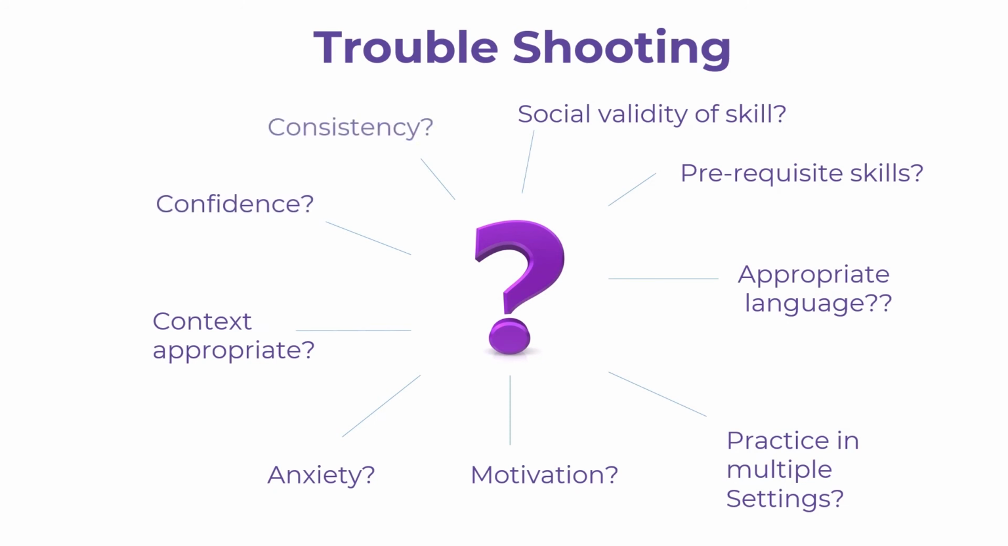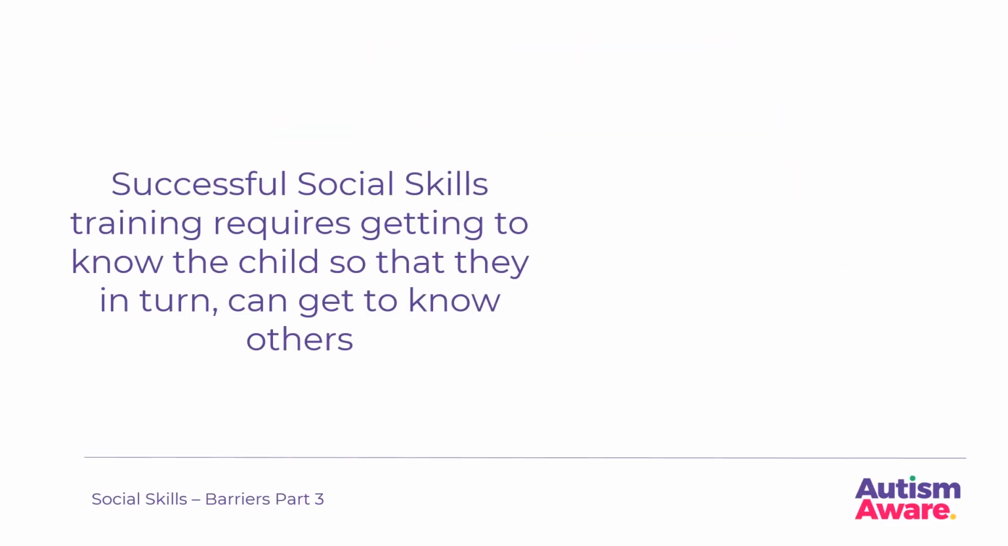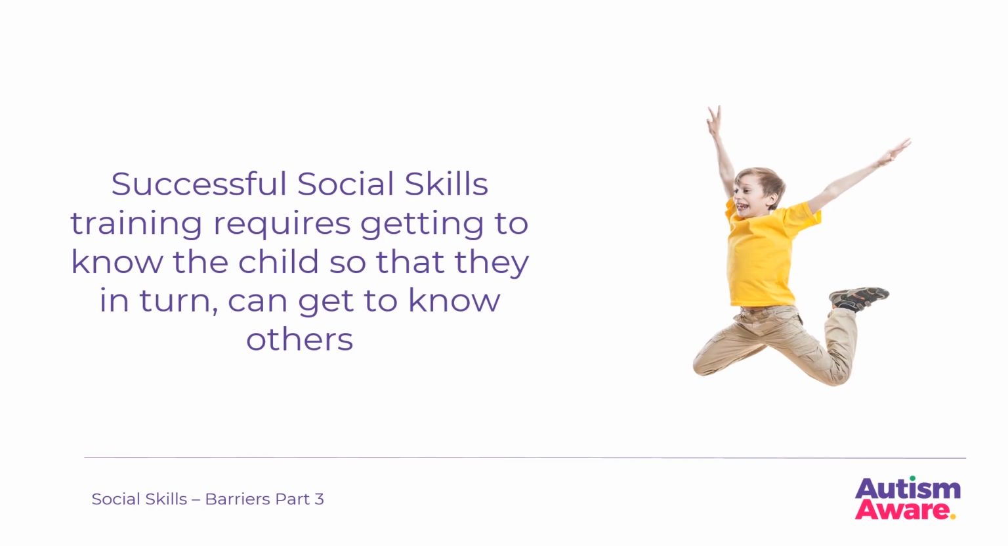Have you provided consistency of approach? This is extremely important, as your student will rely on you to provide consistency in your reinforcement of the skills and your supportive correction of their errors. Successful social skills training requires getting to know the child so that they, in turn, can get to know others.